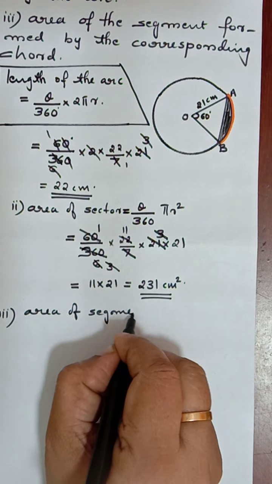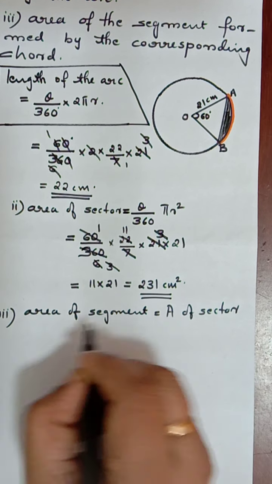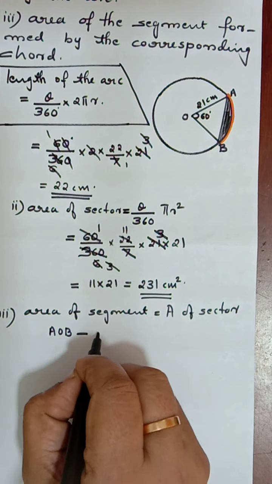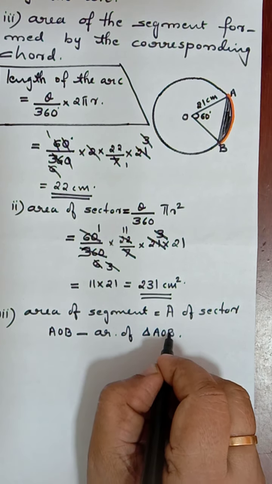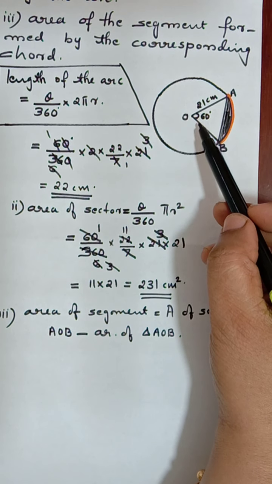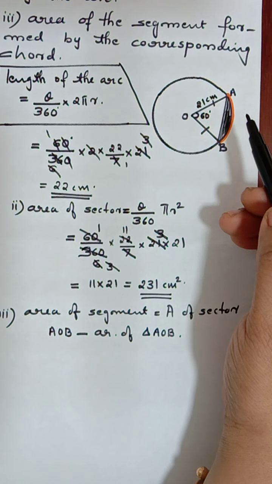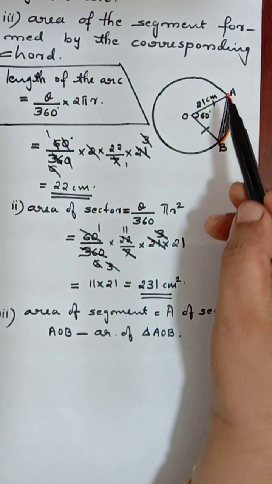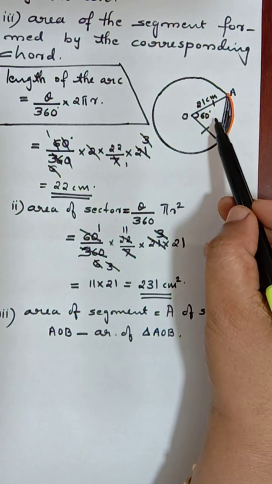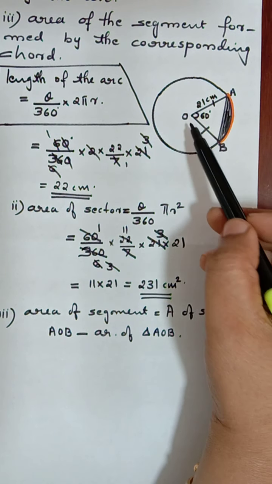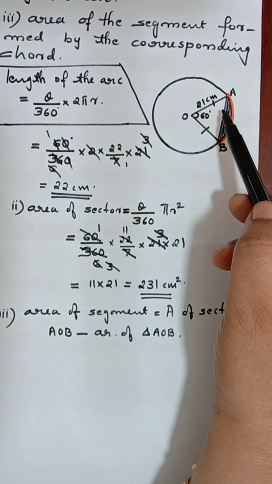Area of segment equals area of sector AOB minus area of triangle AOB. Here an important thing you have to understand: a 60-degree angle is given to us, and we know that OA and OB are radii of the same circle, so they are equal. So what type of triangle is formed here? At a glance you will understand that it's an isosceles triangle as OA is equal to OB. Let us see whether it is isosceles or equilateral.